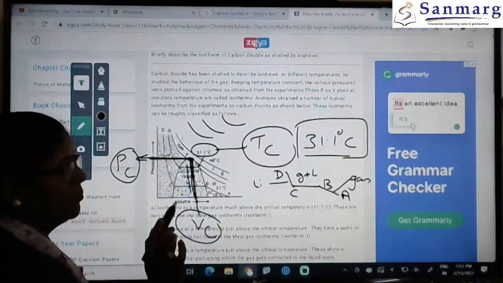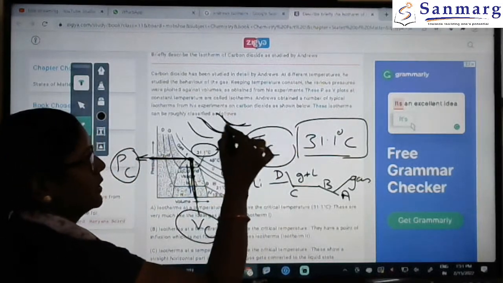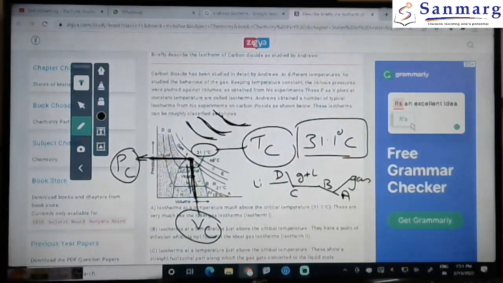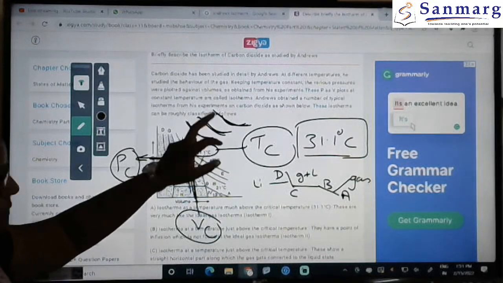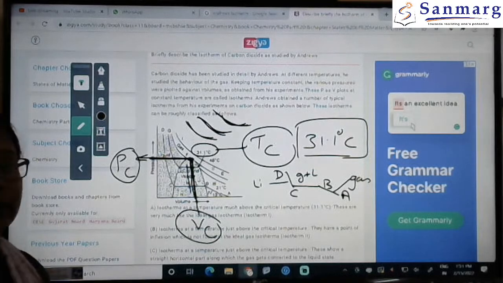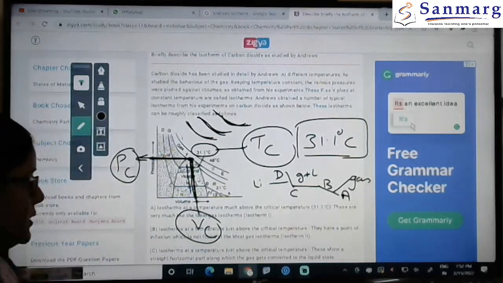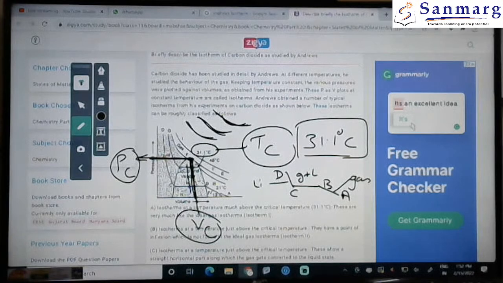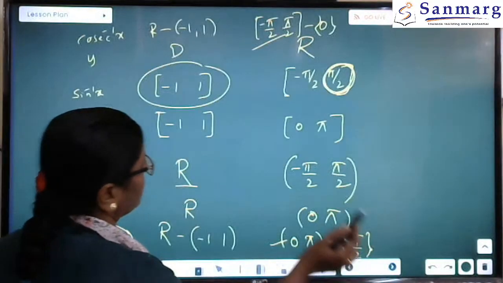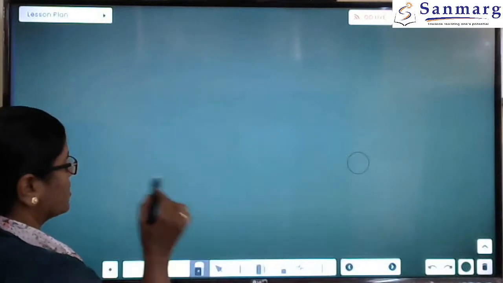Above this temperature you get curves like these, called isotherms, ideal gas curves. Followed? So this shows the conversion of gases into liquid. It is discontinuous below the critical temperature. Okay, so what is a critical constant?